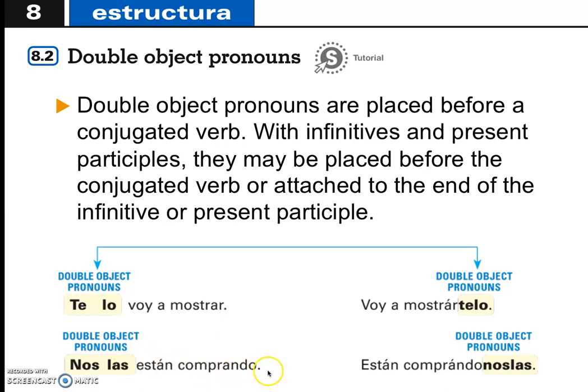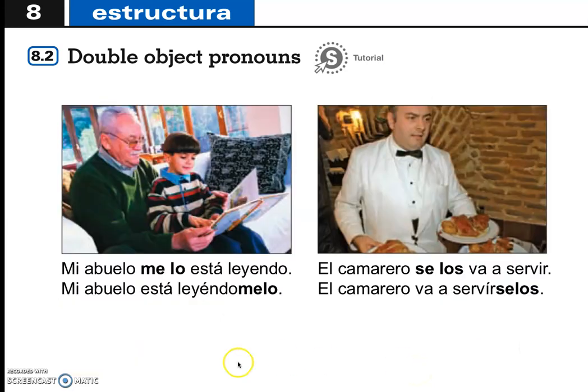And that's fine. But you do want to be comfortable with at least knowing that the two exist. And you may have some activities where you have to do both. I'm not really sure, but we can deal with that as it comes. Here's a few examples. Mi abuelo me lo está leyendo, or mi abuelo está leyéndomelo. All right, so they both mean the same thing.